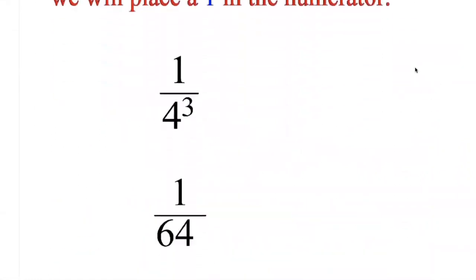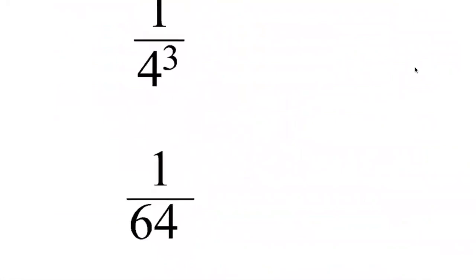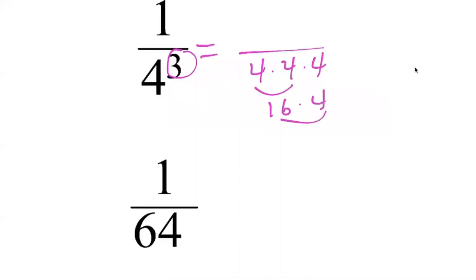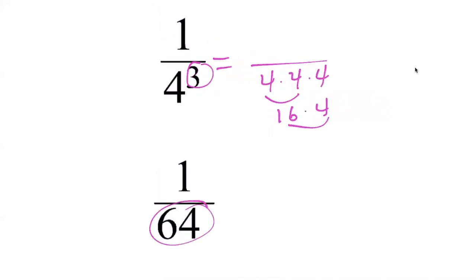Now, if you're wondering where they came up with the 64 number from, again, exponents mean how many numbers there are. So this means 4 will be there 3 times. 4 times 4 is 16. 16 times 4 is how we get the 64 number. So we get 1/64.